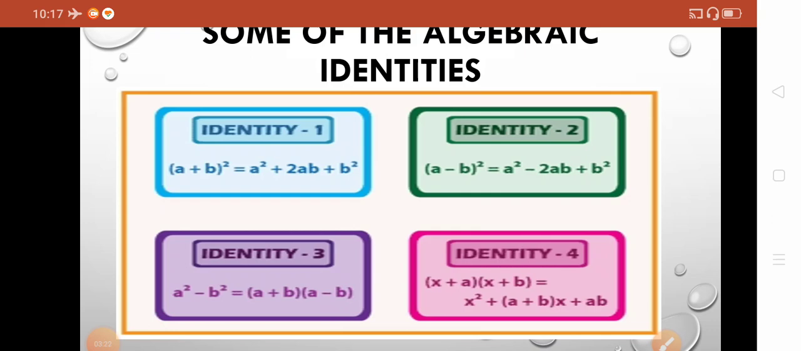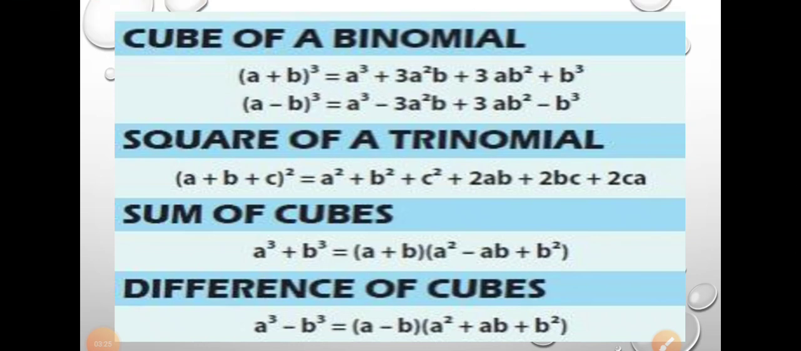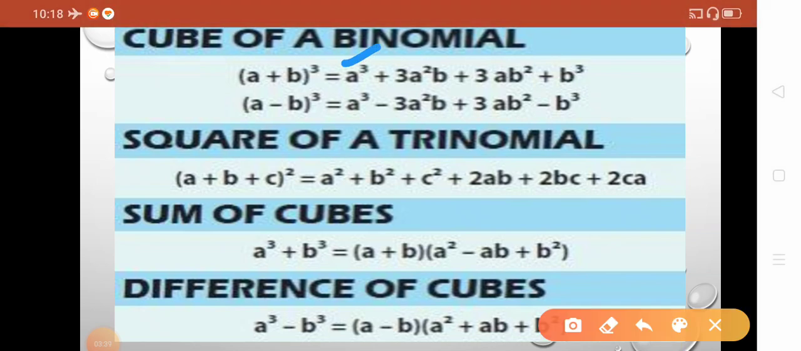Some few more identities are there in your 9th class, and these are cube related. So first of all, the cube of a binomial. You have studied the square formula, (a plus b) whole square. So here is the formula for (a plus b) whole cube: a cube plus 3a square b plus 3ab square plus b cube. And (a minus b) whole cube is a cube minus 3a square b plus 3ab square minus b cube.